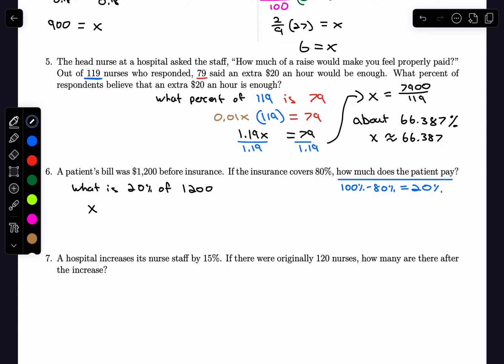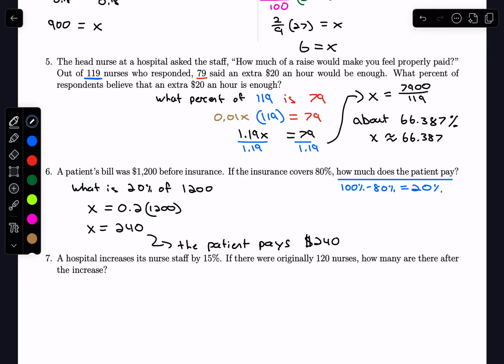This is going to translate to x equals 0.2 multiplied by 1,200. So all we have to do here is multiply 0.2 times 1,200. That is going to come out to 240. And then we're talking about money in this case. So we would say that the patient pays $240.